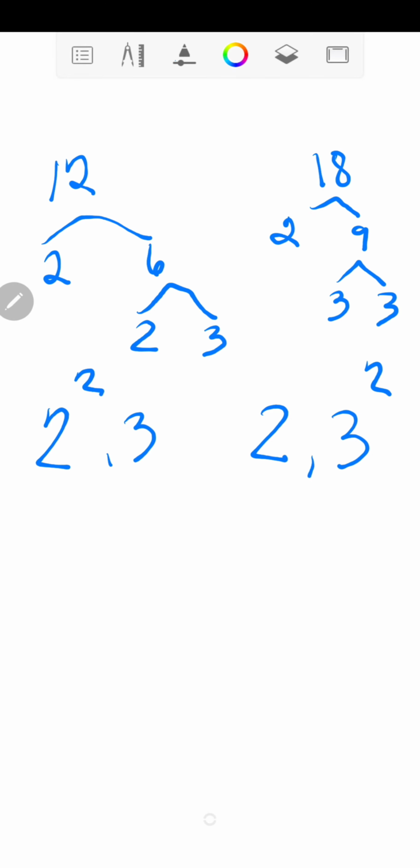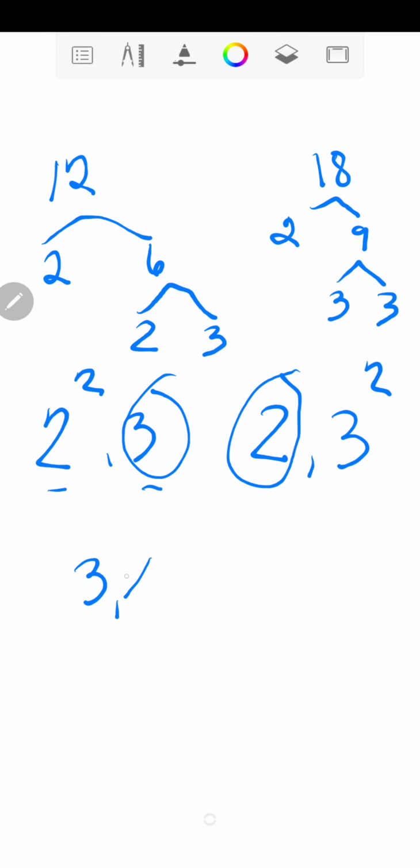And now, we're looking for the lowest power of each factor that occurs in all of the factorizations. As you see, the factors common in 12 and 18 are 2 and 3. We have to use the one that has the lowest power, which is 2 and 3. It's understood that 3 and 2 here are raised to the power of 1, or the absence of any number means it's 1. Then we multiply them together, and that's how you arrive at your greatest common factor, which is 6 for 12 and 18.